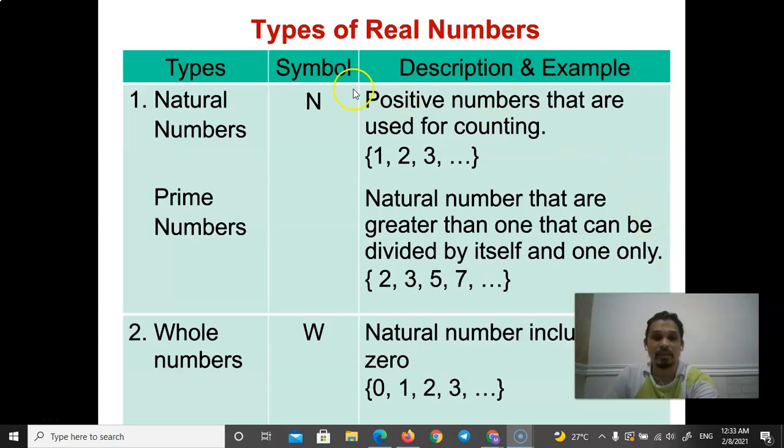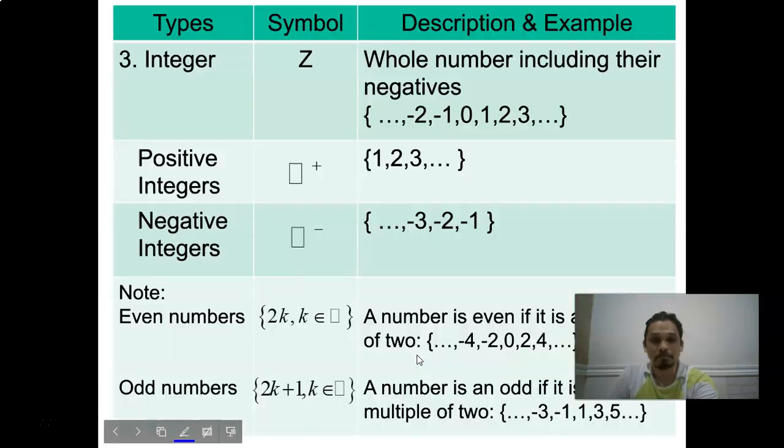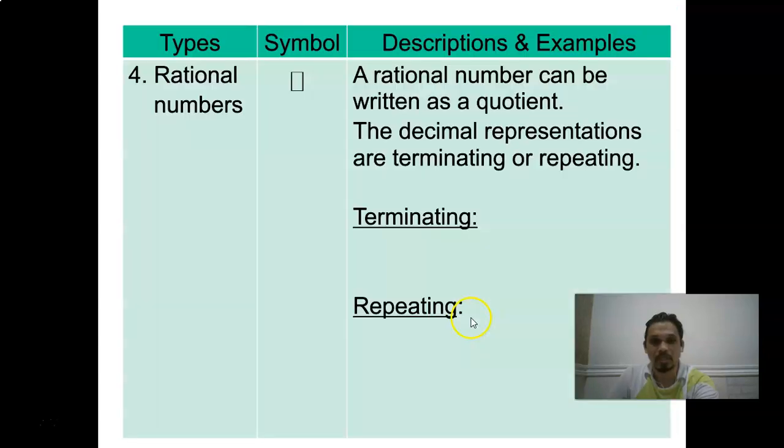So the natural numbers, positive numbers, are used for counting. Prime numbers, which I think you have noted, are numbers that are greater than 1 that can be divided by itself and 1 only. Then whole numbers. Integers are whole numbers including their negatives, so positive integers and negative integers, and also even numbers and odd numbers. You just recall, I'm not going to explain everything one by one.